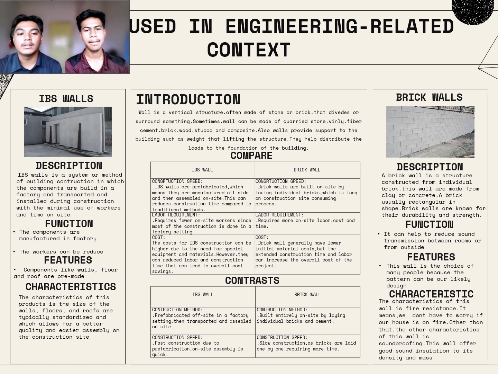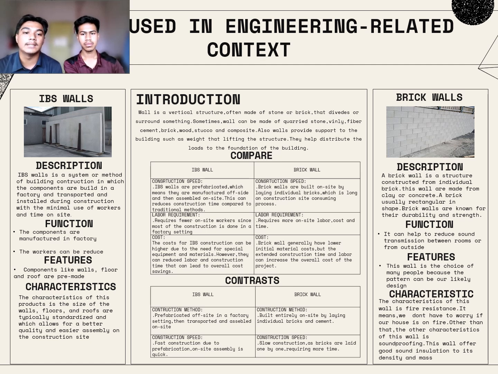After that, the function of this brick wall is that it can help to reduce sound transmission between rooms or from outside. For example, a brick wall can make us feel comfortable even if it is noisy outside. Then the feature of the brick wall is that this wall is the choice of many people because the pattern can be of many designs, such as the brick can be designed in English style or Flemish style.